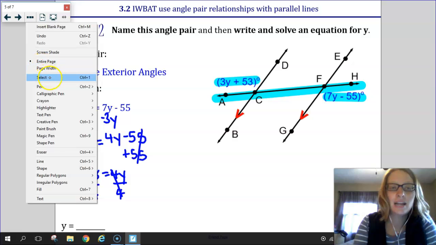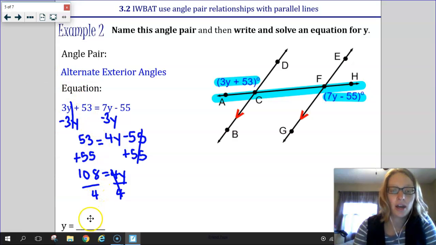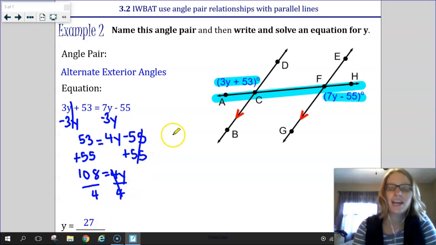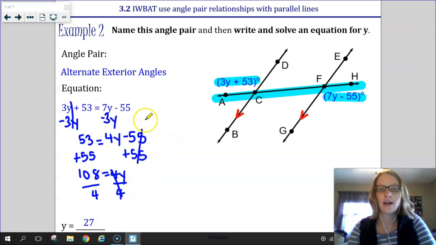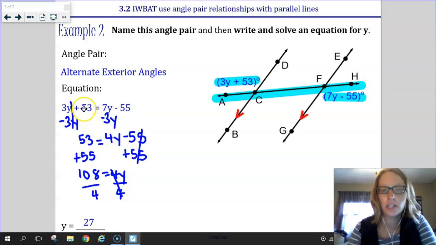So because I knew that these particular angles were alternate exterior on opposite sides of the transversal and outside of the parallel lines, I'm able to write an equation based on their relationship that they're congruent or equal, and then solve for y. Make sure you have this picture as well as the work for the equation with the answer for y equals 27, and then move on to example 3.